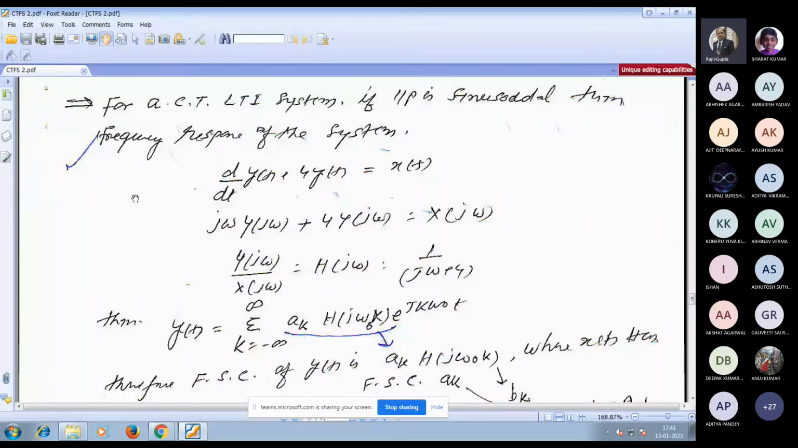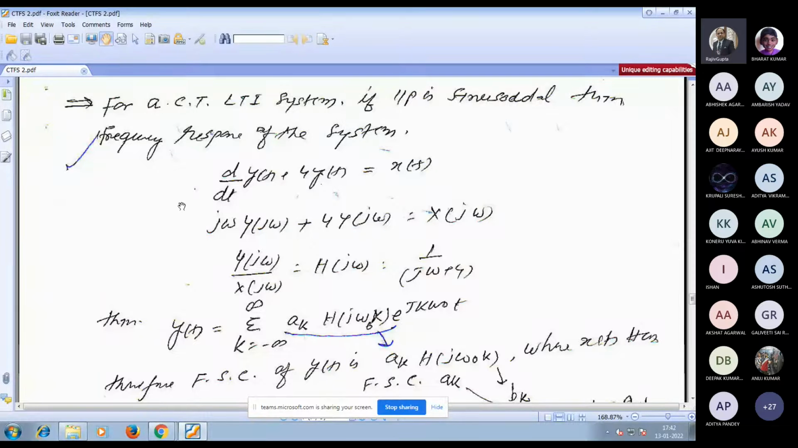The frequency response of a LTI system is always known as H of j omega, and H of j omega is nothing but Y of j omega divided by X of j omega. Y of j omega is the response of the output signal, X of j omega is the Fourier transform of the input signal, and H of j omega is known as the frequency response.